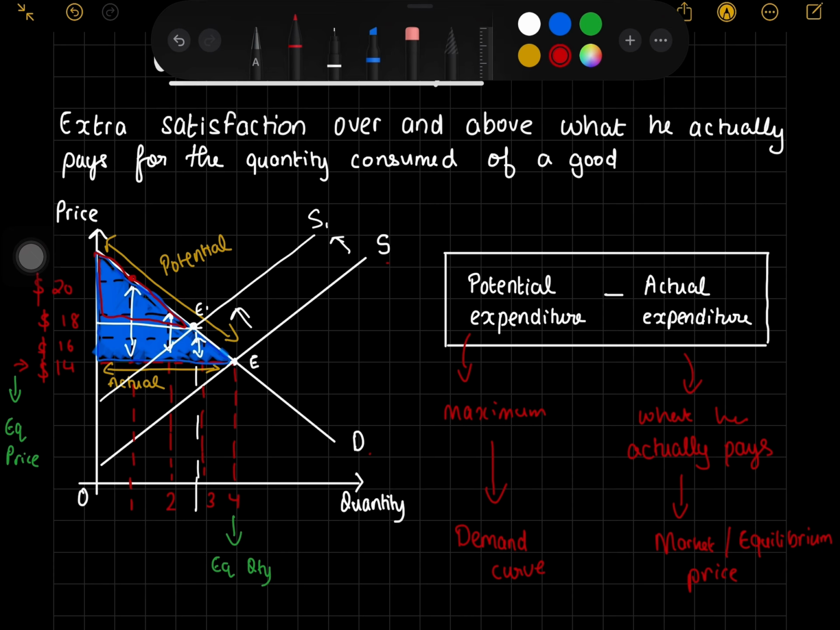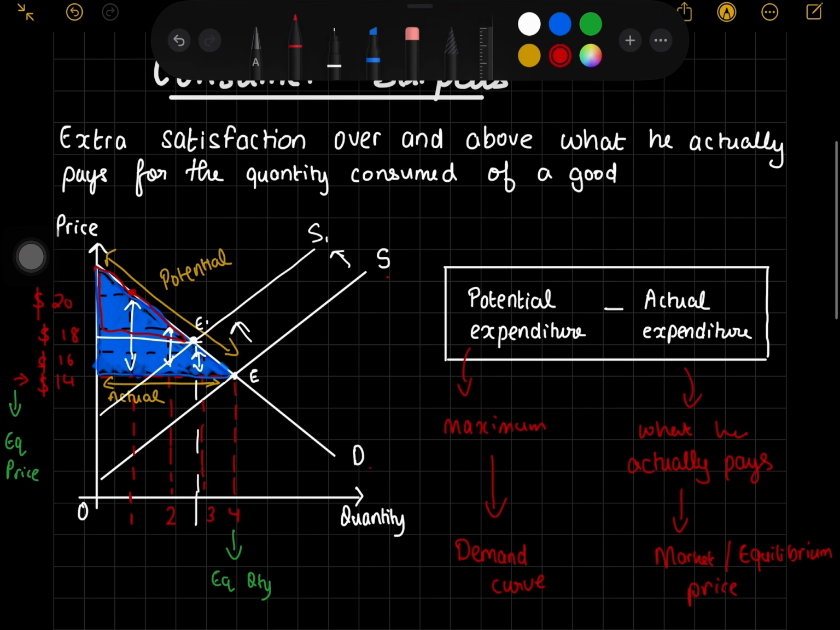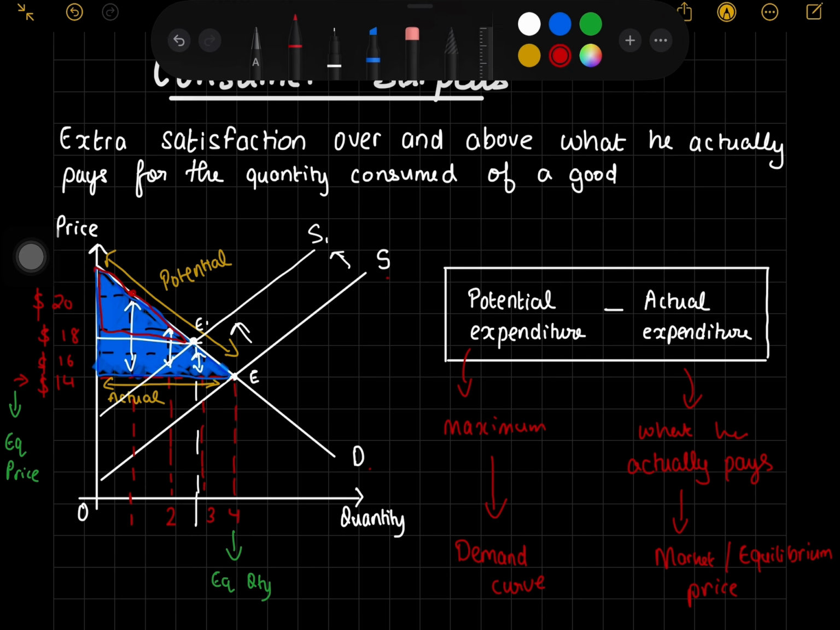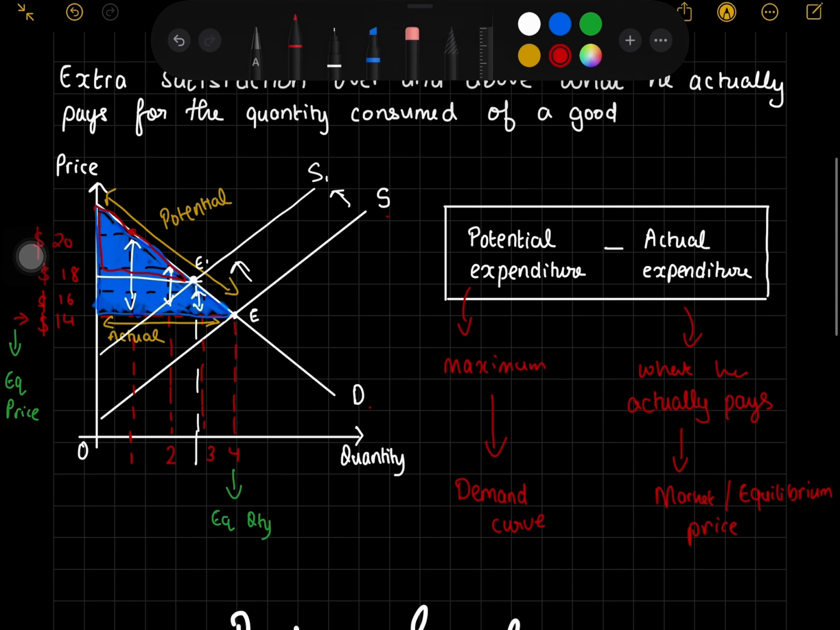Because when you have an inelastic demand, what happens is you're willing to pay more and more for the same quantity consumed, right? So the maximum that you're willing to pay is huge, while the actual expenditure is just at the market price, all right? So inelastic, huge consumer surplus; elastic, a small consumer surplus. And what causes consumer surplus to change? It is the price.